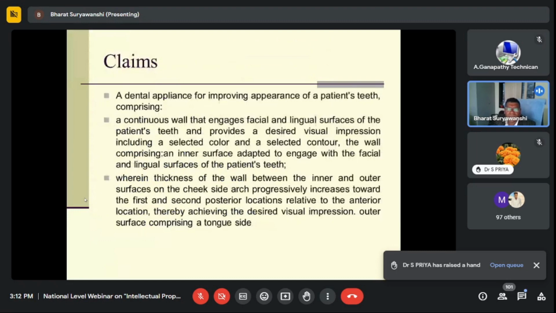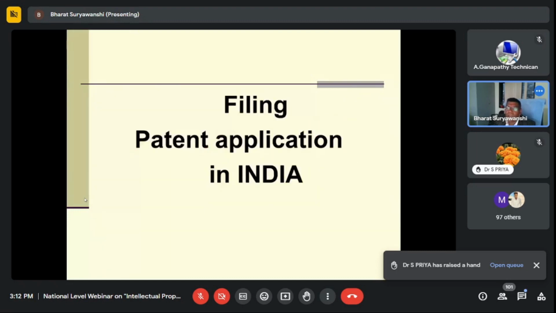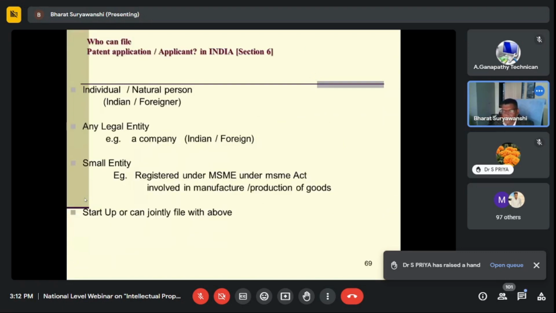Now we learn different kinds of intellectual properties. Now, how to file patents in India and who can file. Any person, startup, MSME, individual, any company can file the patent application. There is no age bar limit nor educational limit for filing the patent application.